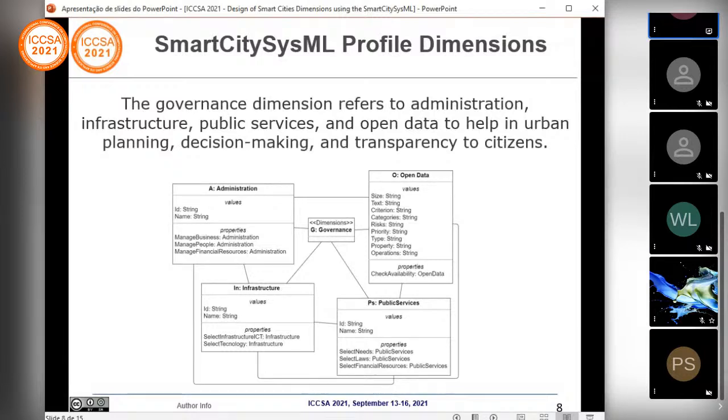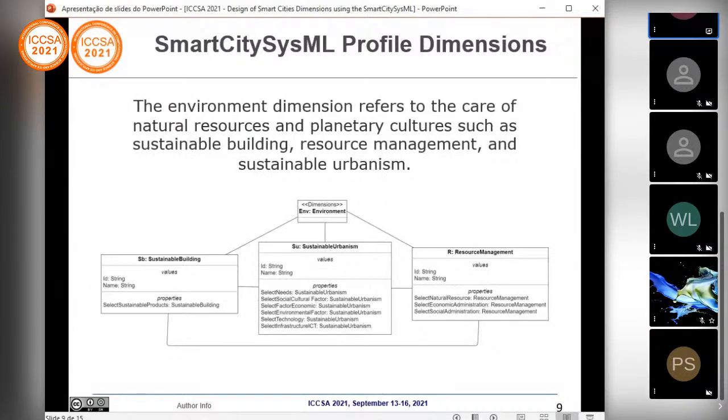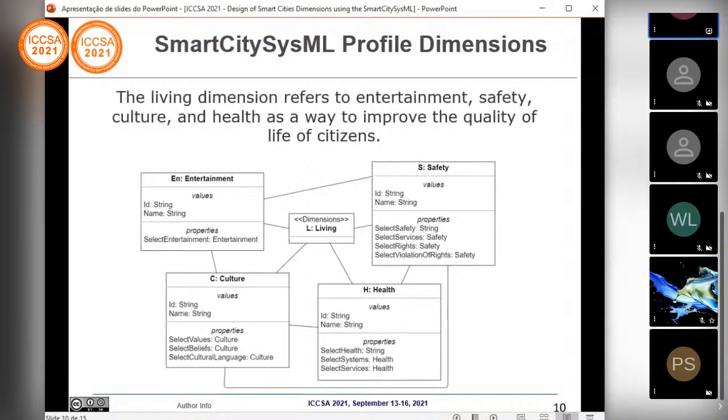The governance dimension refers to administration, infrastructure, public services, and open data to help in urban planning, decision-making, and transparency to citizens. The environment dimension refers to the care of natural resources and planetary cultures, such as sustainable building, resource management, and sustainable urbanism. The living dimension refers to entertainment, safety, culture, and health as a way to improve the quality of life of citizens.